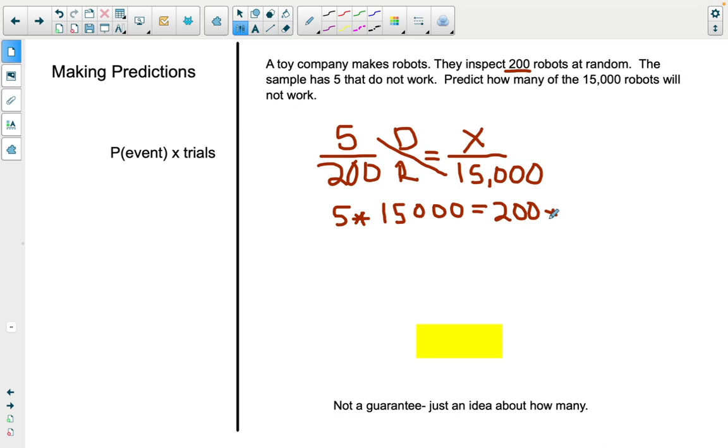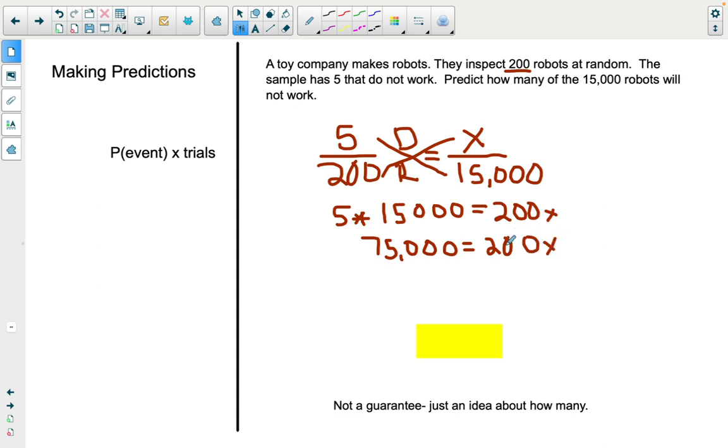Just have to remember those cross products have to equal in equivalent fractions. This times this has to equal this times this. If I multiply 5 times 15,000, I'm going to get 75,000, which equals 200x. Again, after I get to this point, I have a simple one-step algebraic equation to solve.